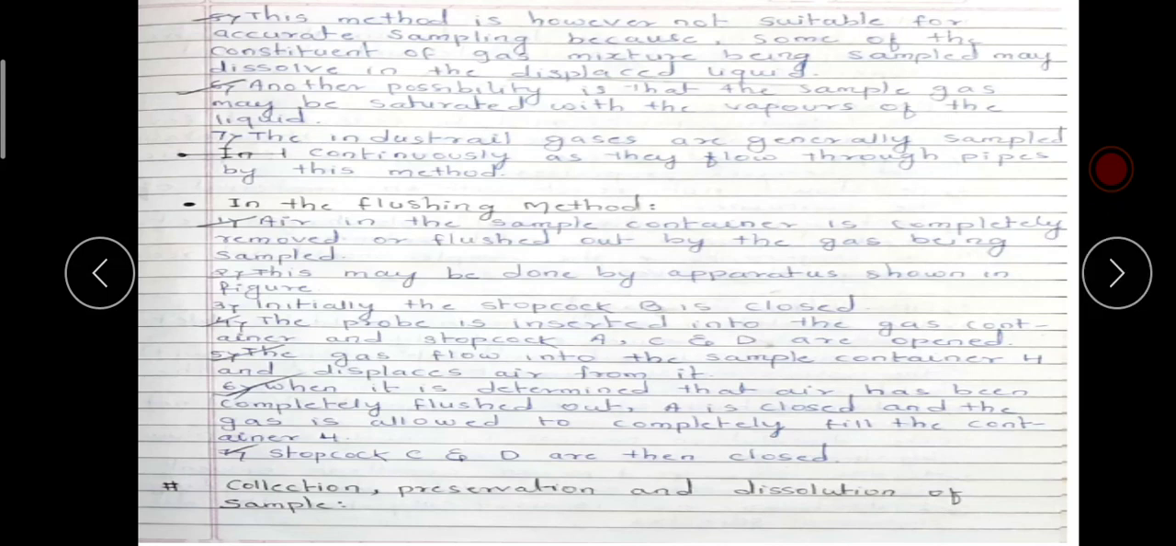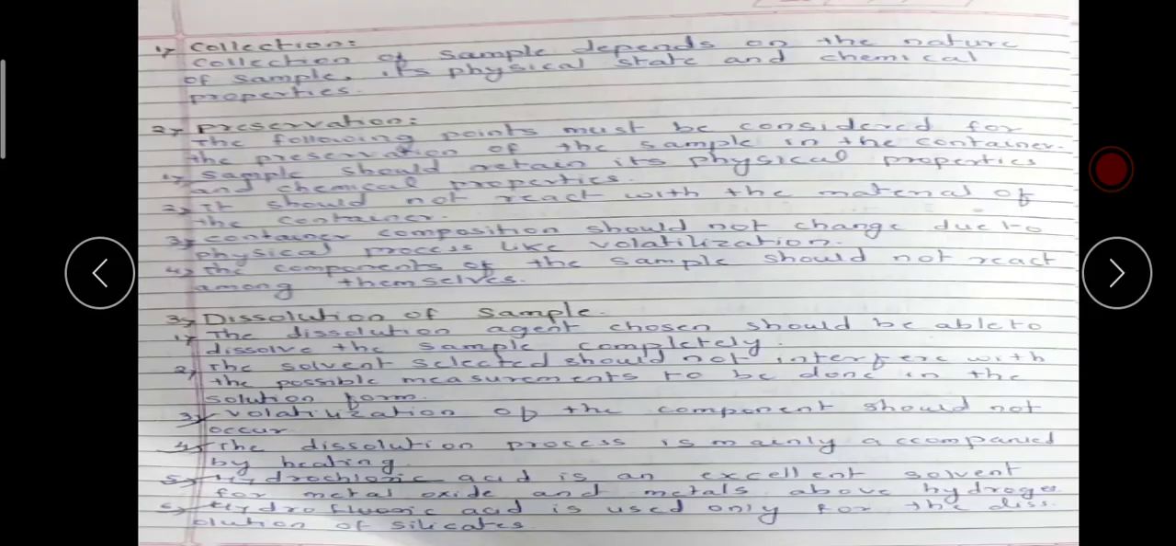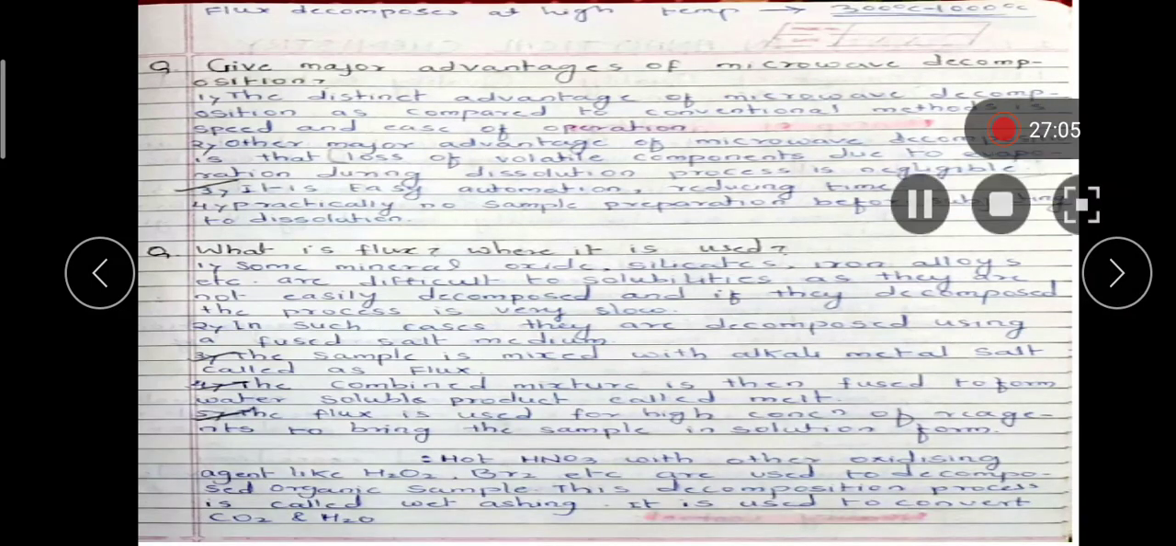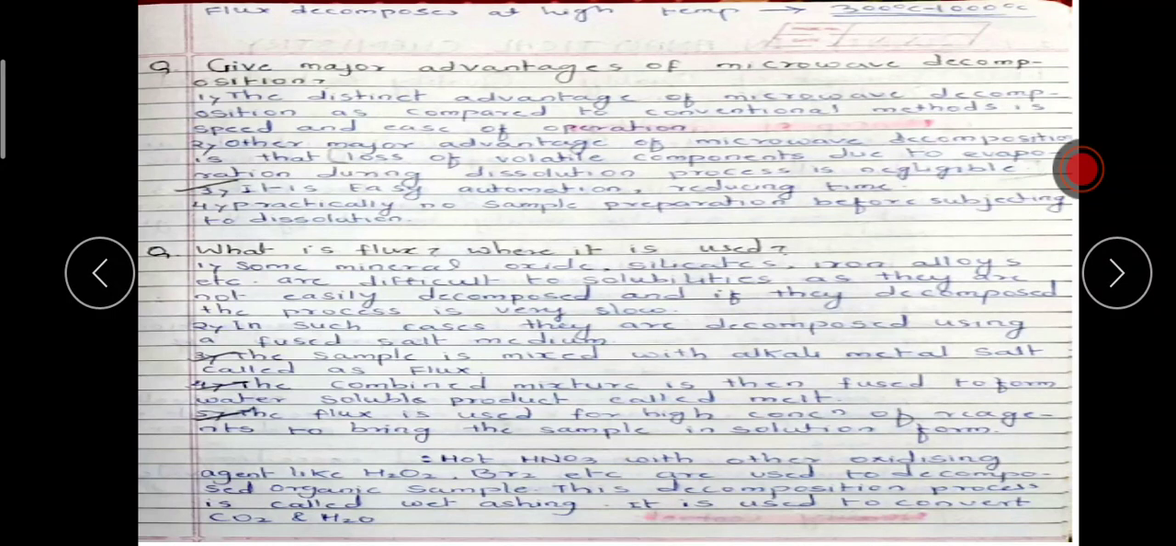Then collection, preservation, and dissolution of the sample that we have seen. And in the last we have seen the advantages of the microwave decomposition and what is the flux, where it is used. This is the whole part about your sampling. You have to prepare this topic well, because it is a very simple topic.